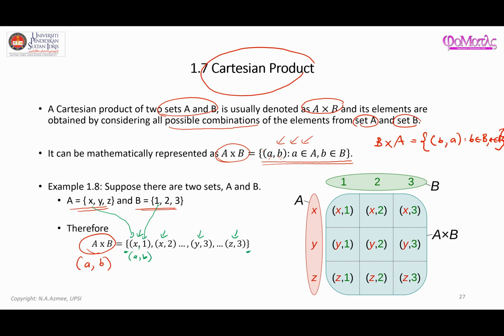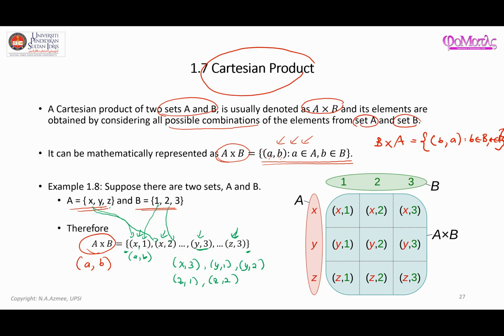Next we consider the other possible combinations, which is x and 2, and then x and 3. Then we move on to y1, y2, y3, and then we consider z with 1, z with 2, and finally z with 3.